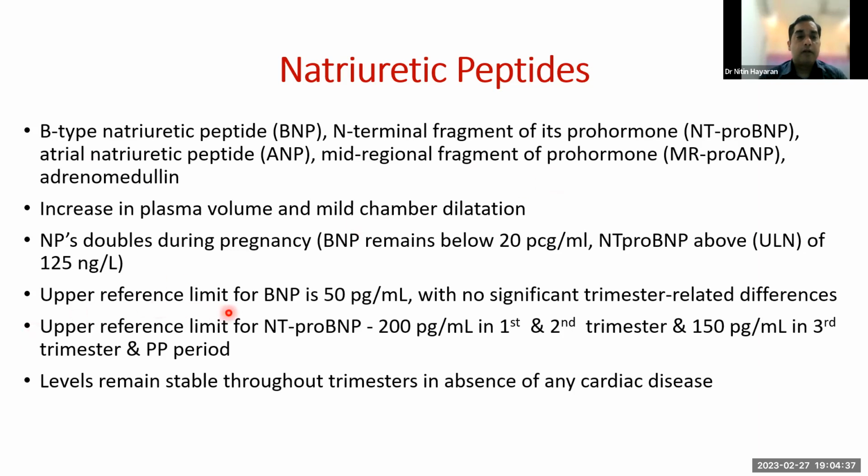but the upper reference limit for BNP is around 50 picogram per ml with no significant trimester-related differences. The upper limit of pro-BNP remains at around 200 picogram per ml in the first and second trimester, and 150 picogram per ml in the third trimester and postpartum period. One important thing is the level remains stable throughout the trimesters if there is no cardiac disease. That is one important thing to understand when we get the cardiac biomarkers.